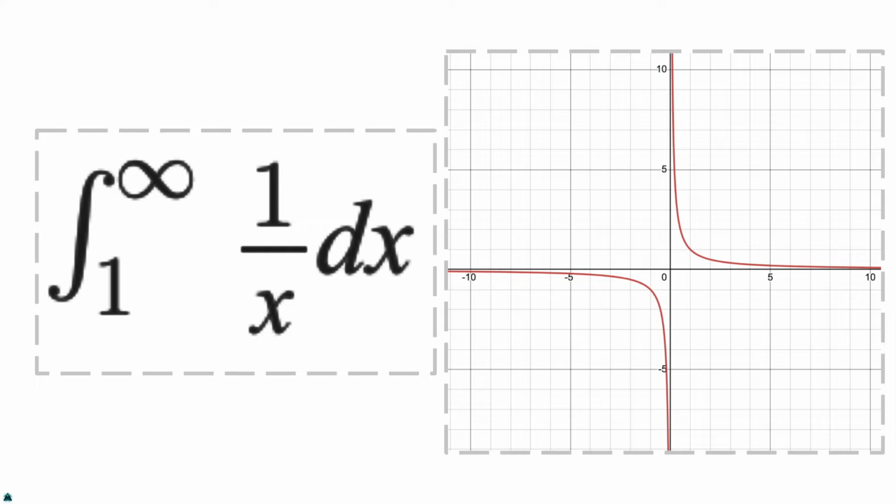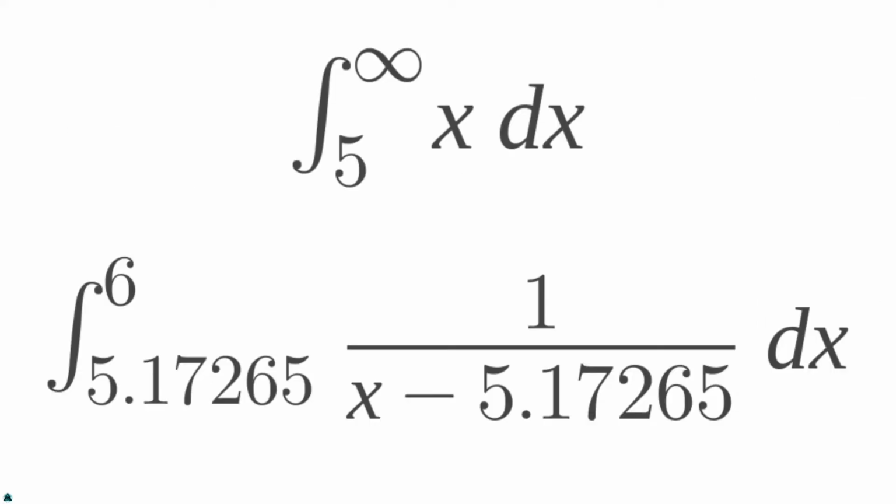For starters, an improper integral is an integral in which the limit of one of the endpoints approaches either infinity or negative infinity, or reaches a specified real number. For example, the two integrals shown on screen are improper. The top one has infinity as one of its bounds, and the bottom one has an asymptote at x equals 5.17265, meaning that the function does not exist there specifically. Obviously, we cannot plug in a non-existent value or infinite values to find a numeric solution, making these improper.